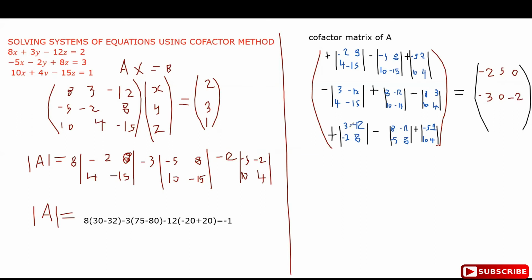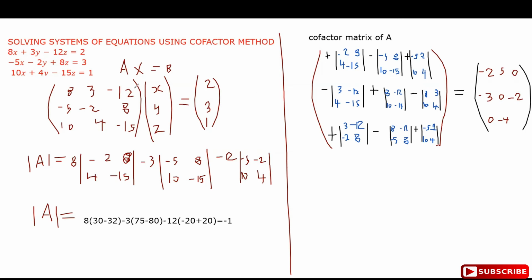Then finally down here, you have 3 times 8 minus 2 times minus 12. That is 0. Then right here we have 8 times 8 minus 12 times minus 5. You get 4, but because of the minus sign, this is negative 4. Then finally, you have minus 5 times 4 minus 10 times minus 2. And you get another 0. Right. Let's check this back.